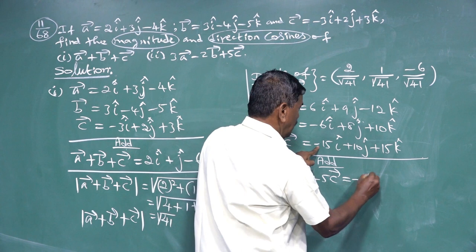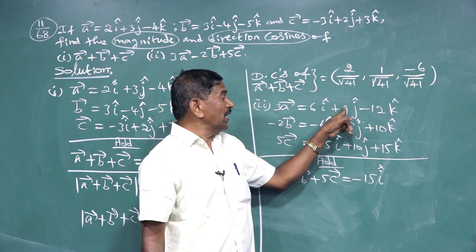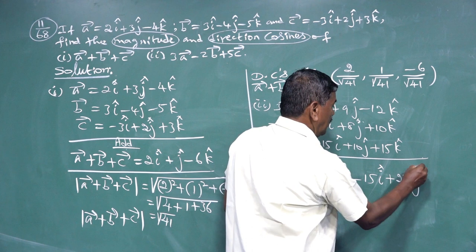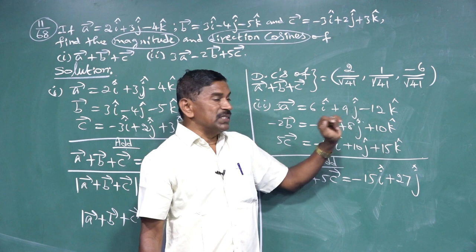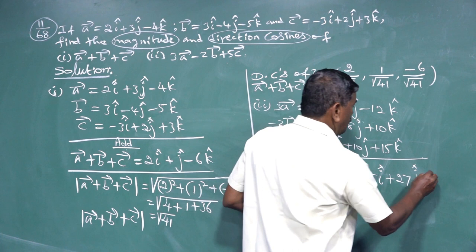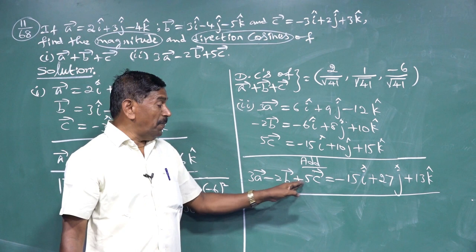Next, what is the j total? 27 j, because 9 plus 8 is 17, 17 plus 10 is 27, so plus 27 j cap. Next, k: minus 12 plus 10 equals minus 2, then 15 minus 2 equals 13. Plus 13 or minus 13? Plus 13, so plus 13 k cap. Addition completed. Now 3a vector minus 2b vector plus 5c vector is one vector.